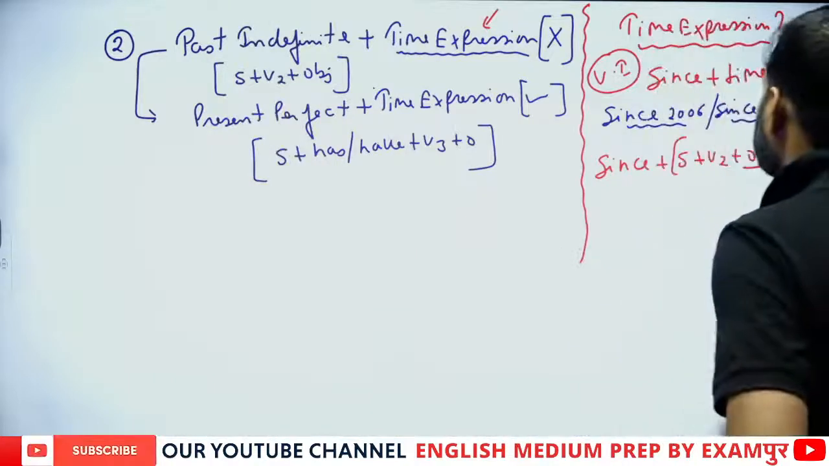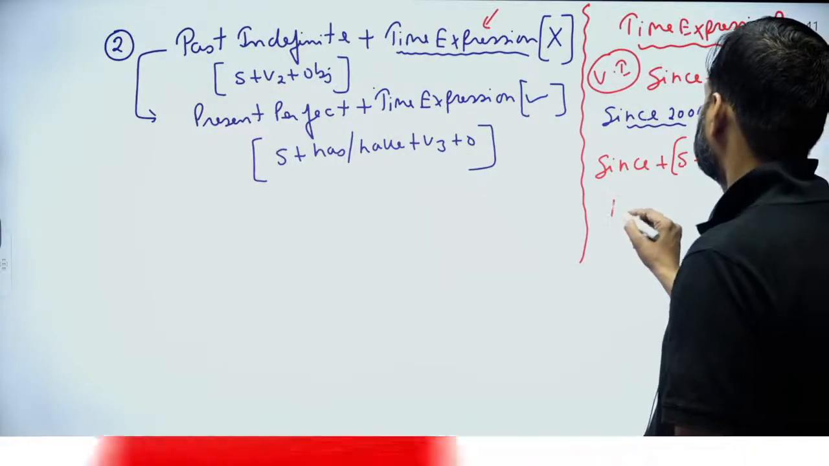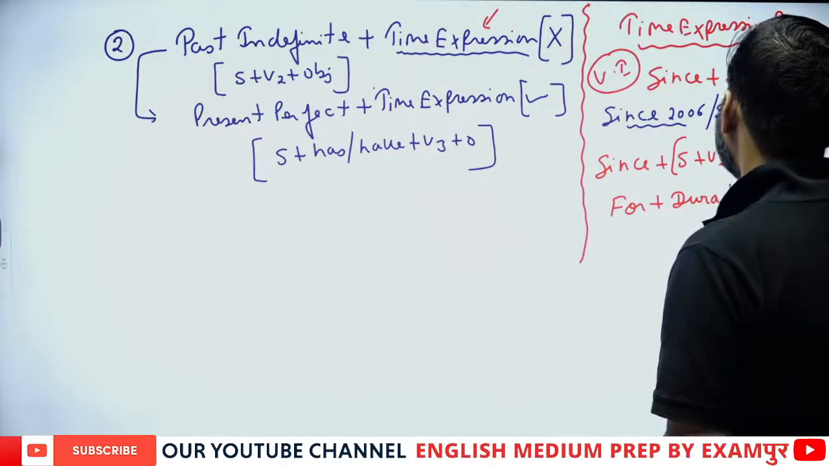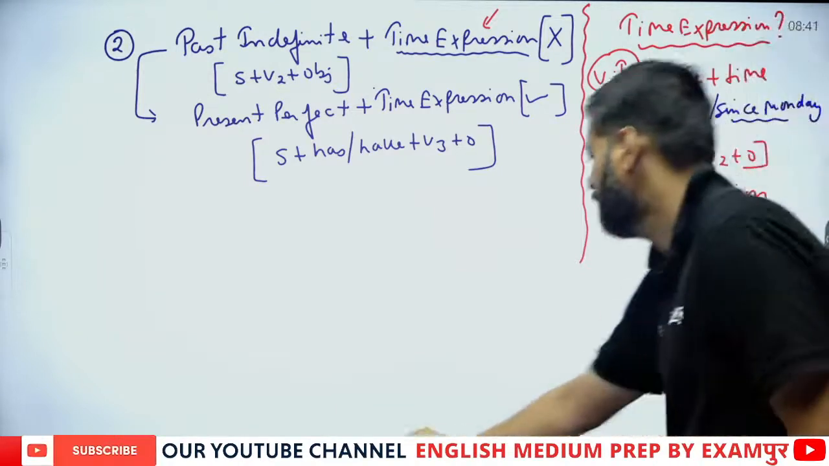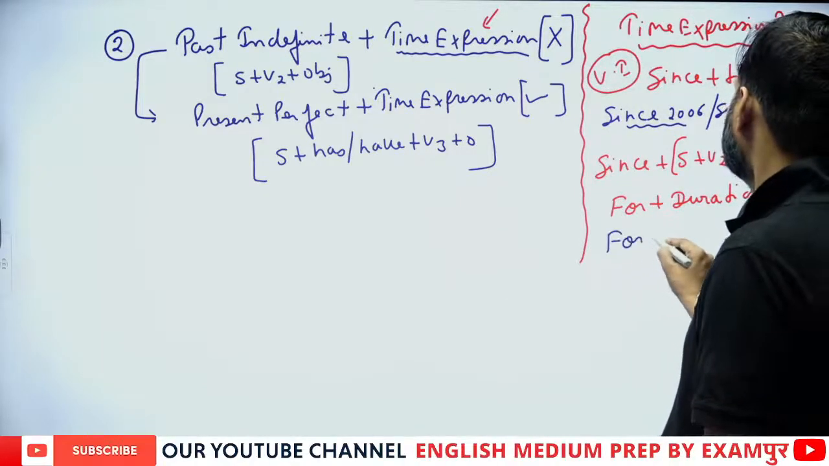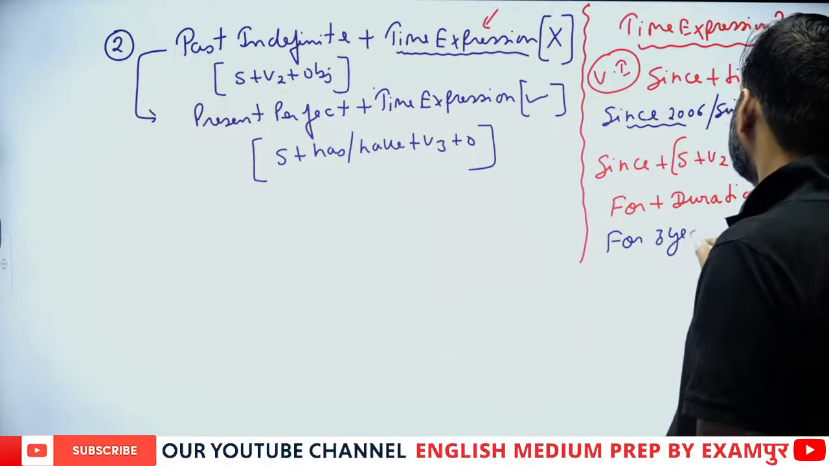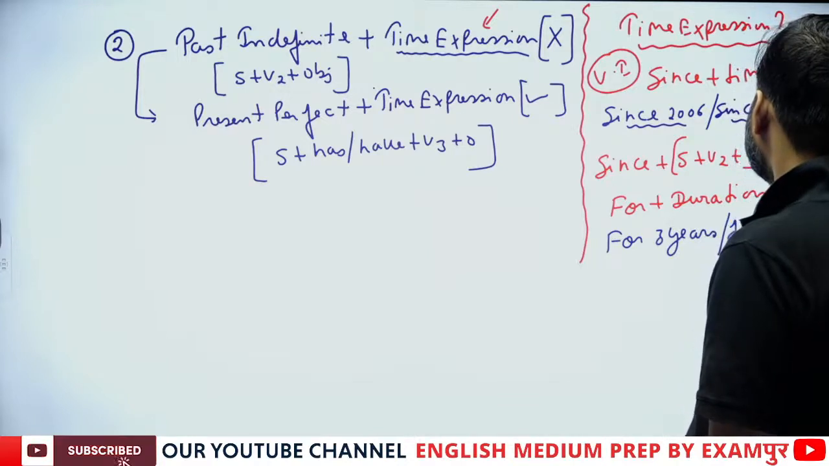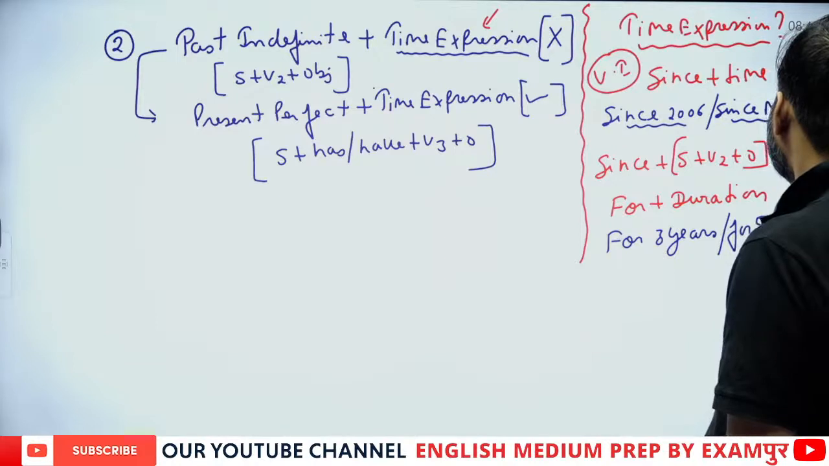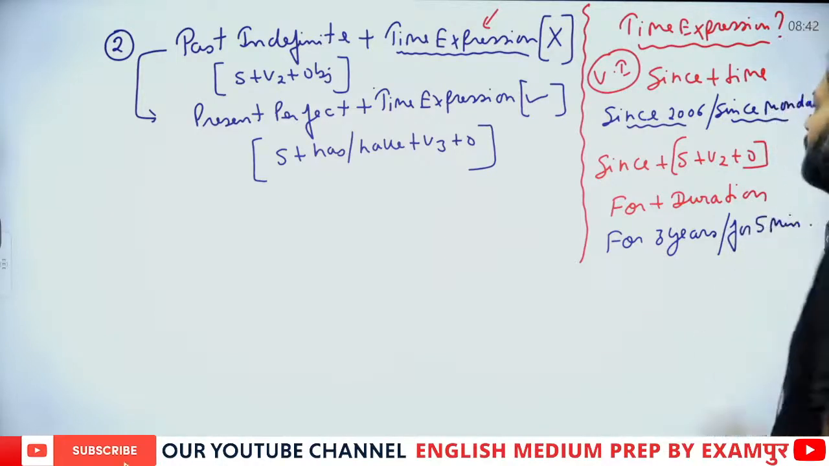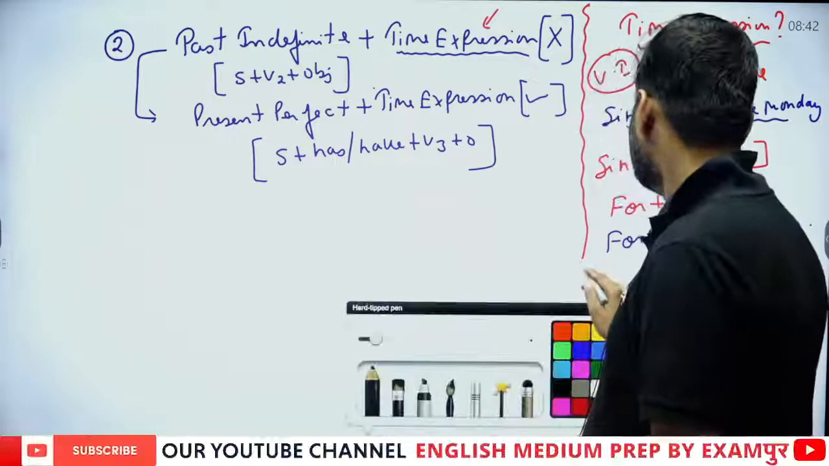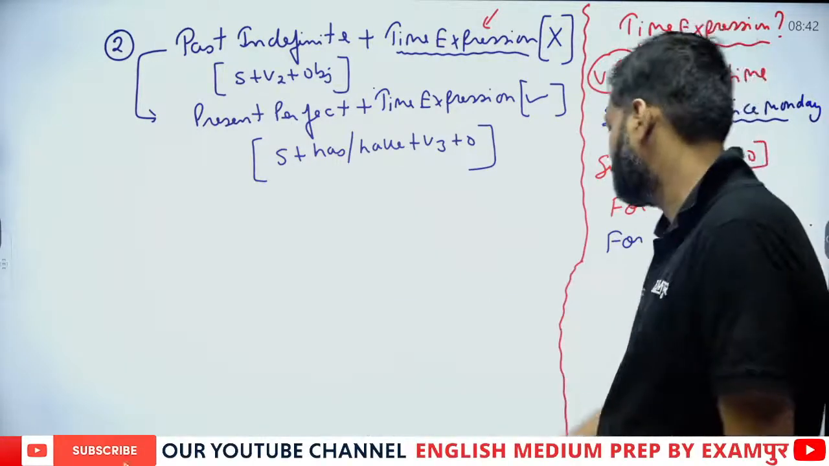Okay, then for plus duration. For plus duration means for 3 years, for 5 minutes. This is for plus duration. So all these are time expressions. All these are time expressions.